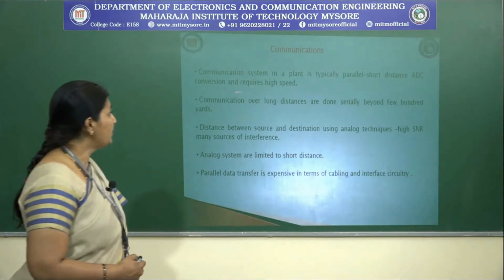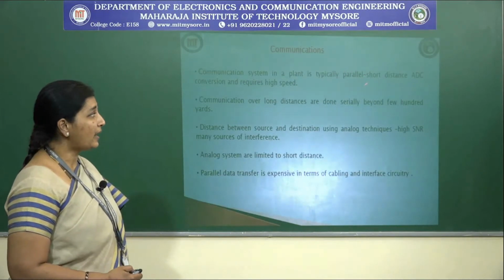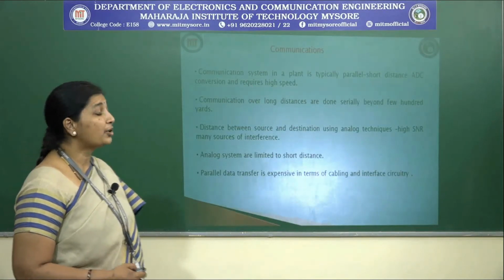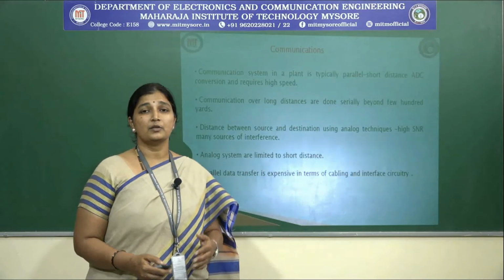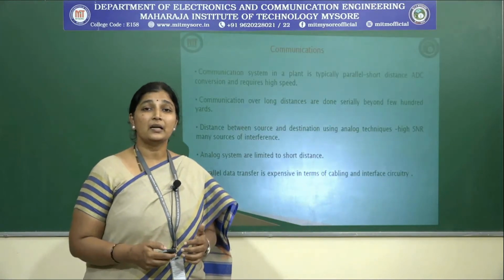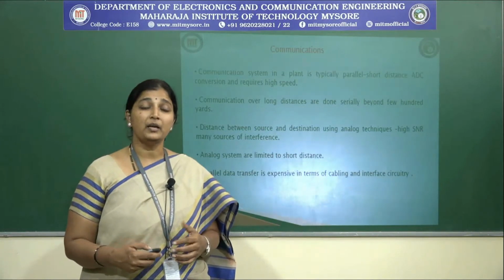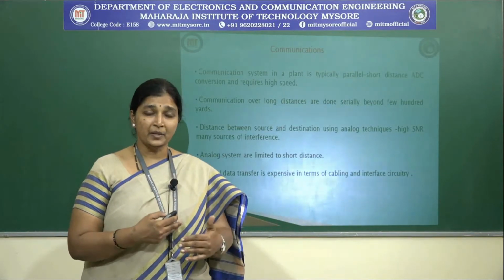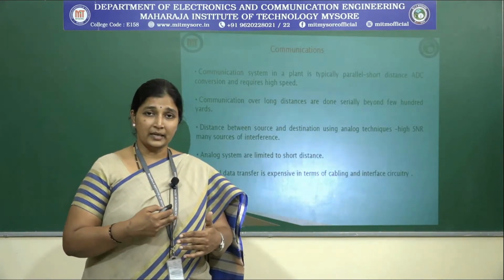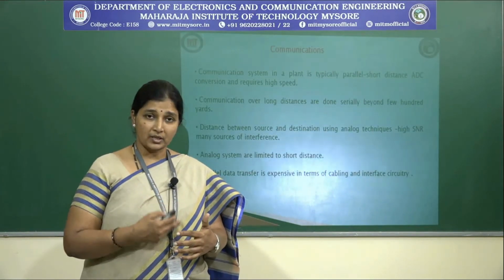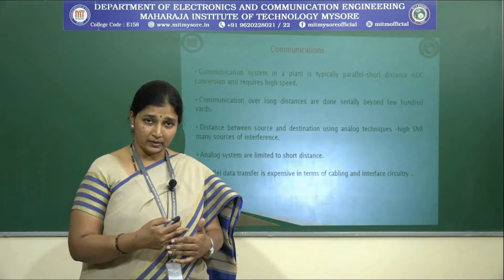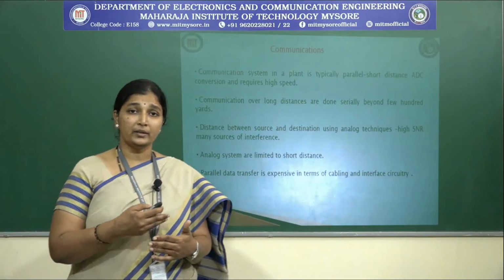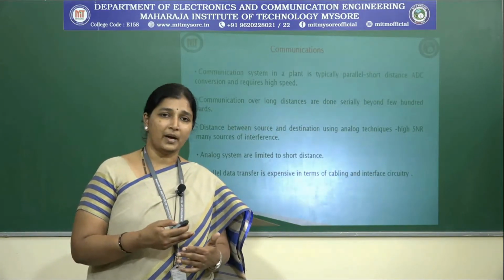Okay. So communication system in a plant is typically parallel or a short distance analog to digital conversion and requires a very high speed. So what do you mean by that? If you take a plant, we know that in real time systems there are plenty of parallel operations happening in a single time duration, correct? So when there is data which has to be sent to or received from the processing unit, or being monitored or controlled, because you will be having monitoring and actuators, all these have to be controlled and monitored by a CPU, whether automatic or manual.